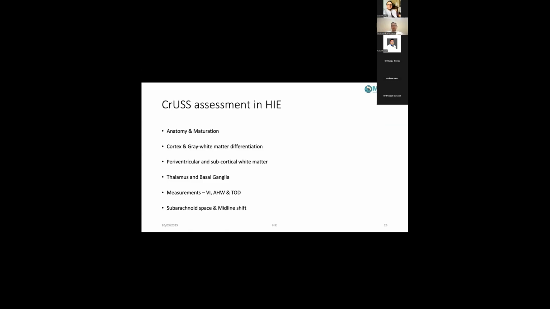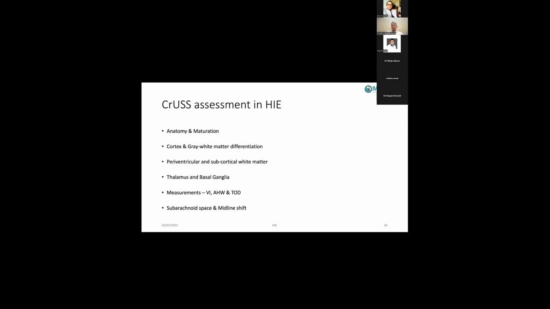So how do we assess? Again, anatomy and maturation are very important, just to know the normal anatomy and the normal maturation profile of the brain. Cortex and gray-white matter differentiation, that's what we want to look at, because it affects the cortex, the gray matter, and the white matter as well. So we're going to focus there to see if we can delineate those. Then we're going to talk about the periventricular and subcortical white matter. That's where we're going to focus again.